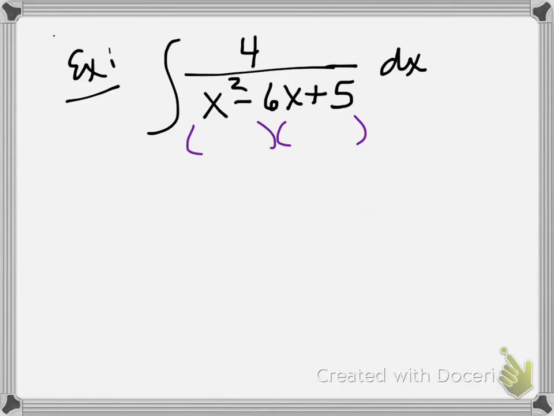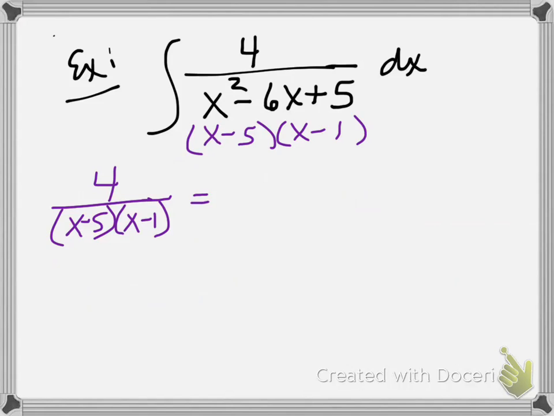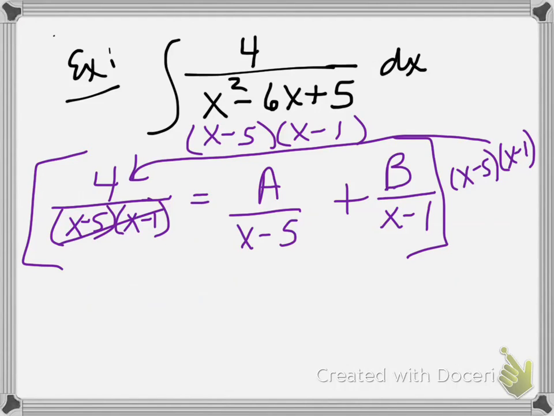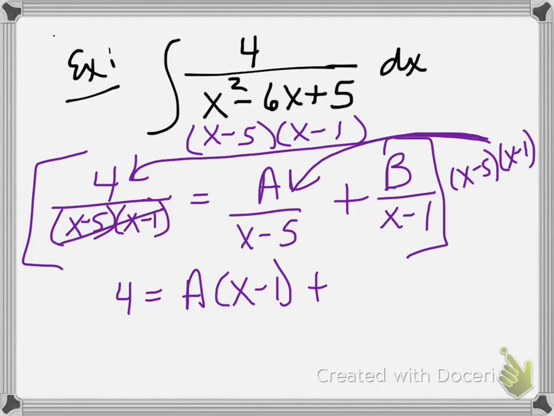Alright, x squared minus 6x plus 5. Let's break this into x minus 5 and x minus 1. So 4 over x minus 5 times x minus 1 equals a over x minus 5 plus b over x minus 1. And I'm going to multiply this whole thing through by x minus 5 times x minus 1. When I distribute it over here, it's going to cancel. When I distribute it to the a fraction, the x minus 5s are going to cancel. When I distribute it to the b fraction, x minus 1 is going to cancel.